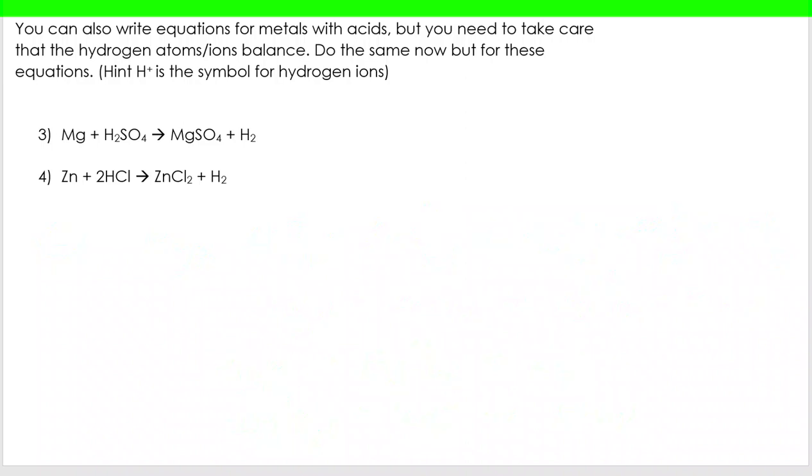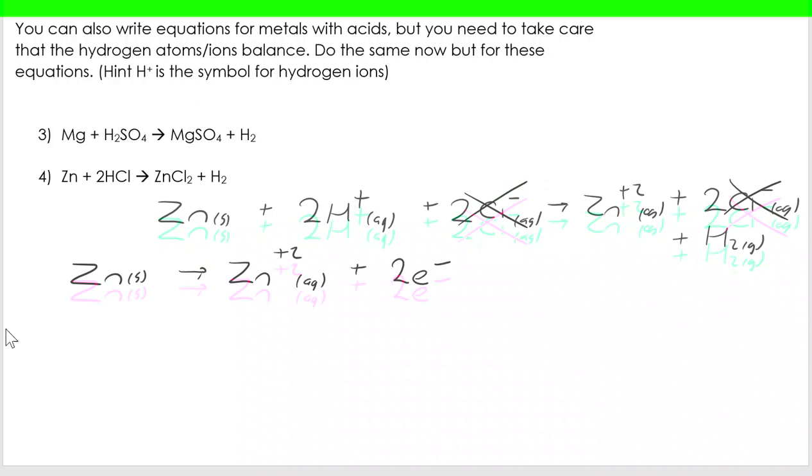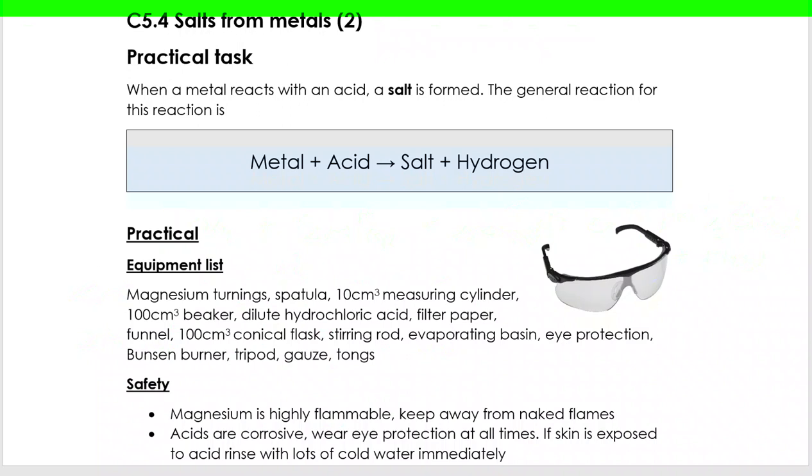Looking at the next example with zinc and hydrochloric acid, well, I can break my hydrochloric acid down into H+ and Cl-. I've got Cl- spectators here, so I can get rid of them, and I can then build my half equations. Zn goes to Zn2+ plus 2e-, and 2H+ plus 2e- goes to H2. The top one here is oxidation, the bottom one is reduction. Now, there's a very important practical that you could be expected to explain or describe within your exam.